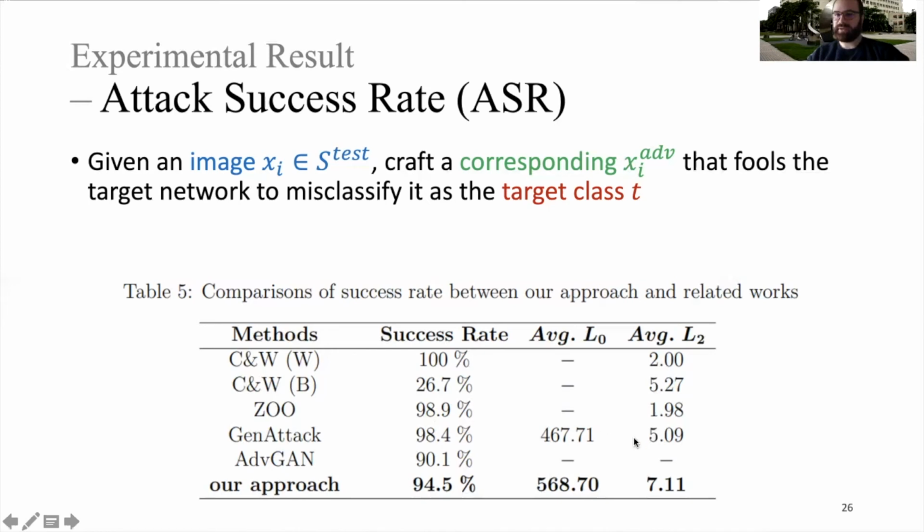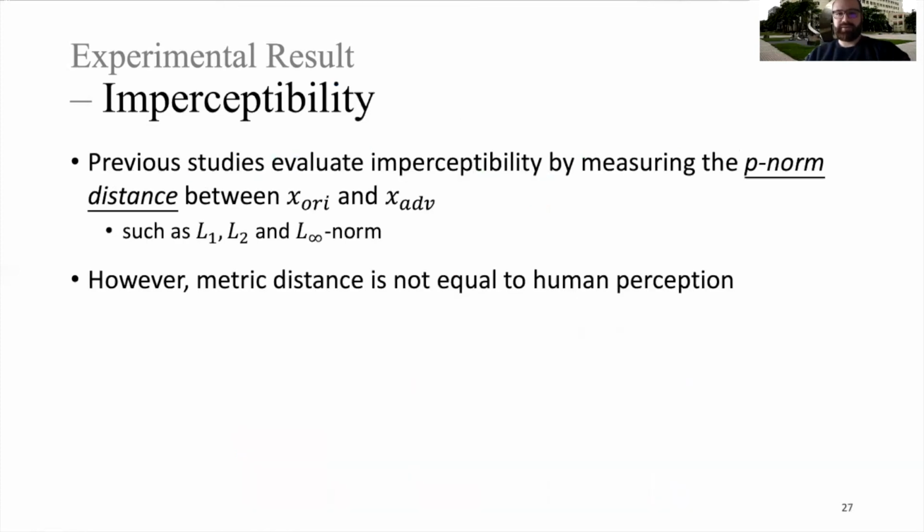One of the interesting things is that you see that the L0 and L2 norm of the images, the distance between the original image and the adversarial image created by our algorithm, is significantly higher than the other ones. So for the other papers, one of their goals is actually to try to keep the distance between the original and the adversarial image as small as possible. So in doing so, they define some p-norms and try to minimize them.